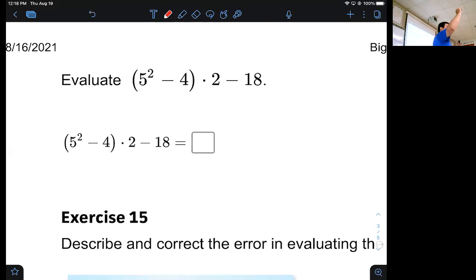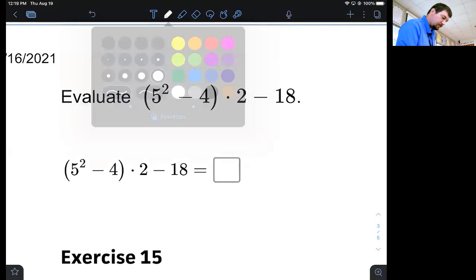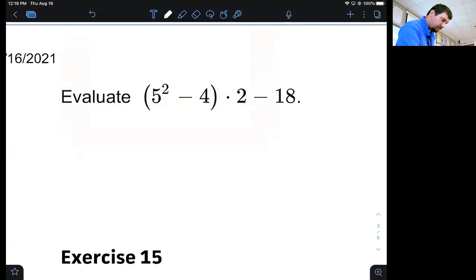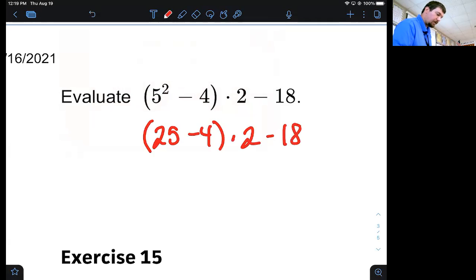Parentheses, level 1 priority. However, in these parentheses, I have 2 operations going on, squared and subtraction. So Maddox, which of those takes priority? Do I do the exponents or the subtraction first? That's right. What is 5 squared? 25 means 5 times 5. So now I've got 25 minus 4 in parentheses times 2 minus 18. Still have parentheses because there were 2 operations in the parentheses.